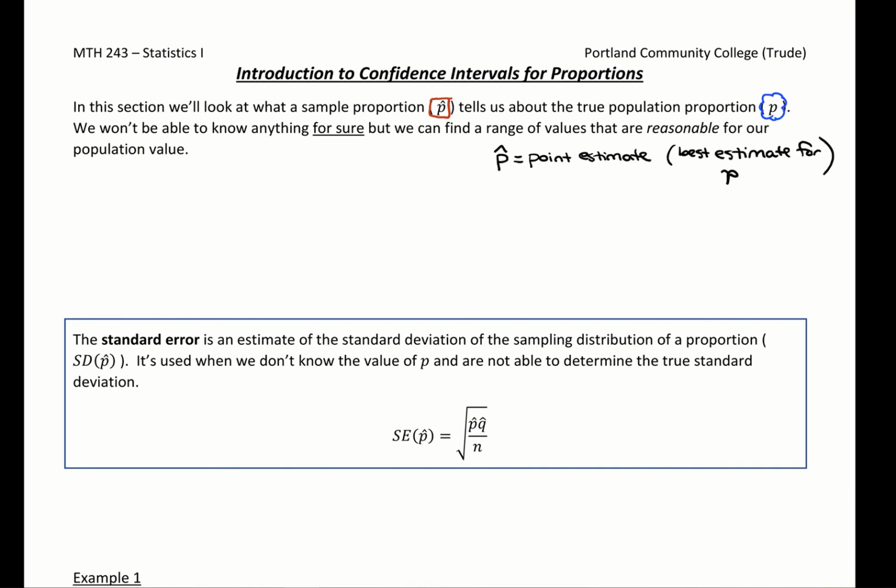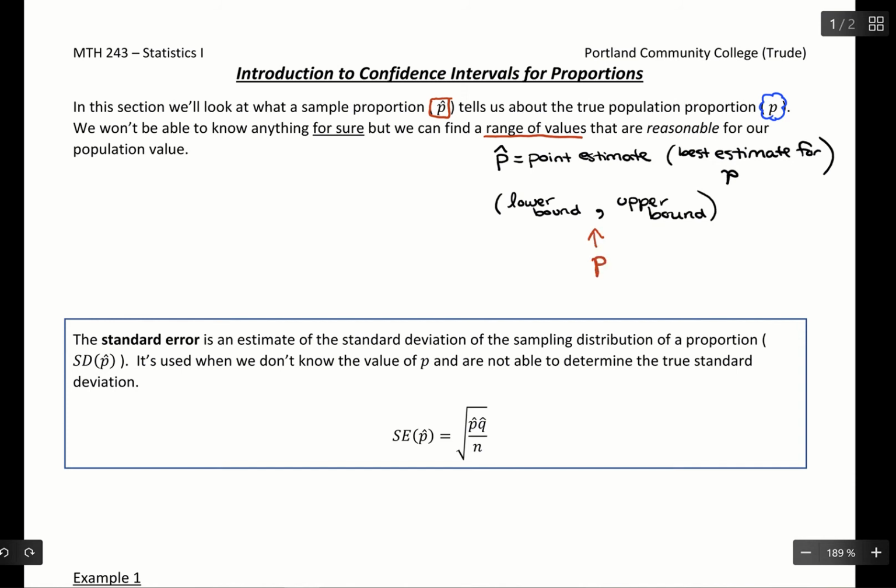But instead of saying that our sample proportion is just equal to our population proportion, what we want to end up doing is create a range of values. What we're going to do is create an interval, and that's why it's called a confidence interval. We're going to find some lower bound value and some upper bound value. And what we're going to say is between those two numbers should be P. We don't know where it is, but it should be somewhere in that interval that we find.